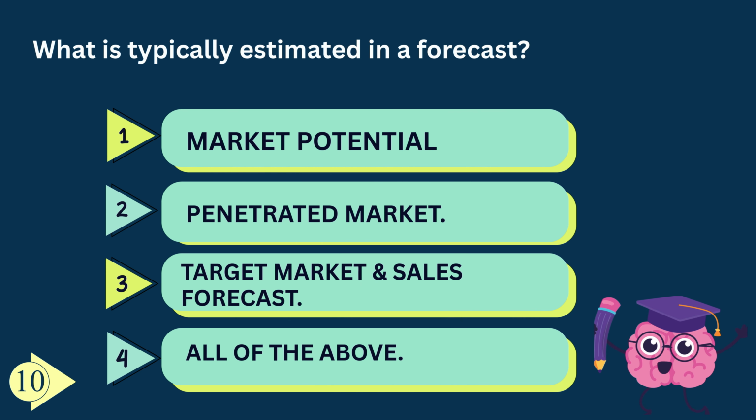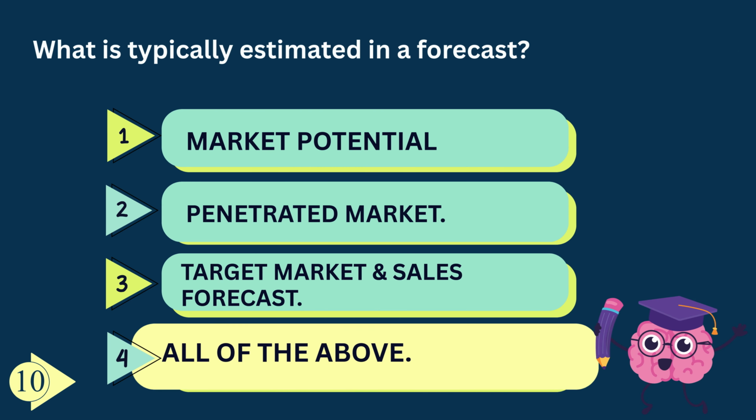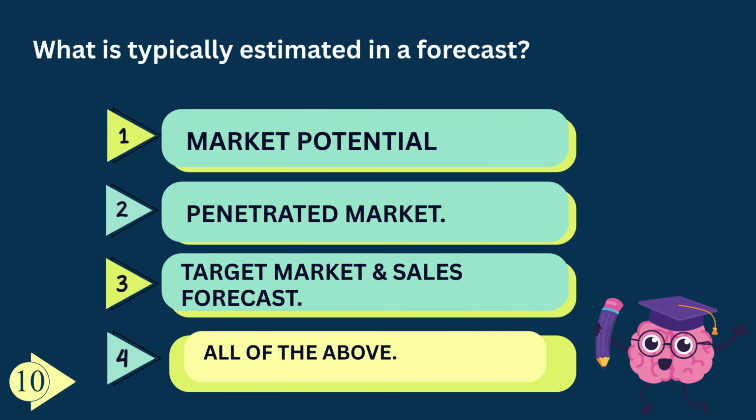What is typically estimated in a forecast? Option 1, market potential; option 2, penetrated market; option 3, target market and sales forecast; and option 4, all of the above. And the correct answer is option 4, all of the above.